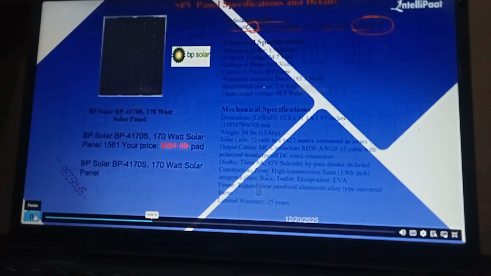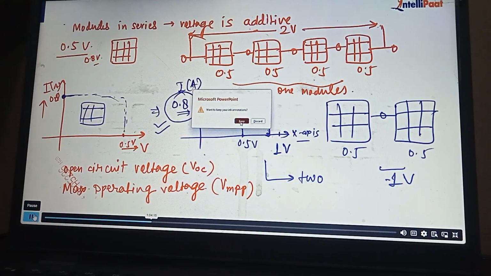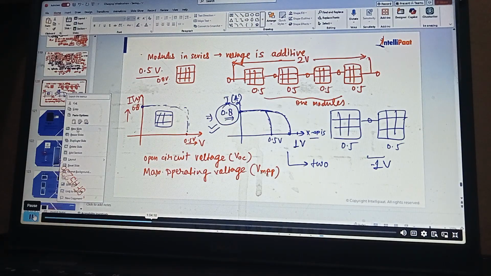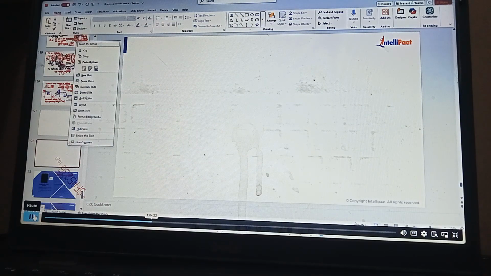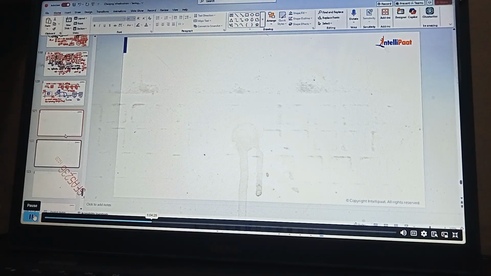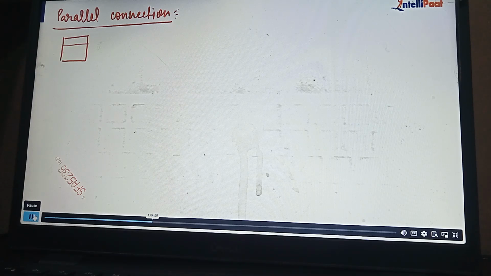Agree. Now let's go to the parallel connections. So in parallel connection, how do we draw this I-PV characteristic? In parallel connections, the voltage will be the same. Yes, voltage will remain the same.